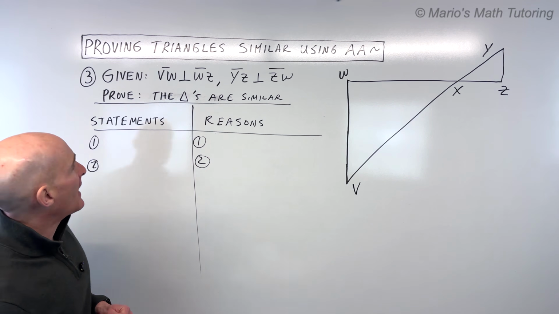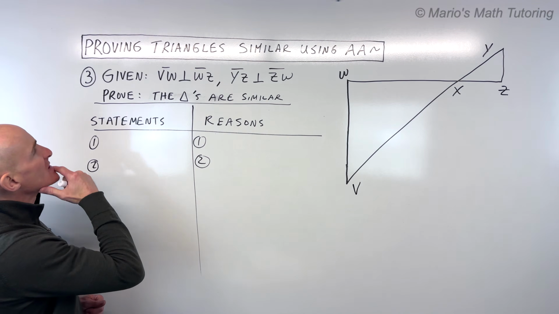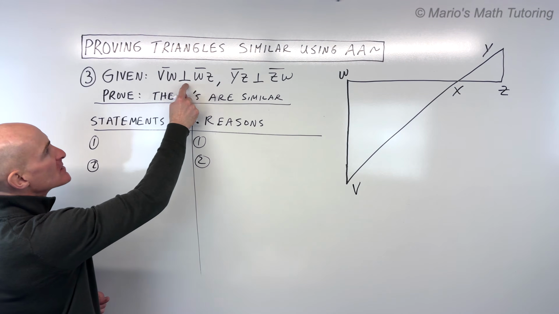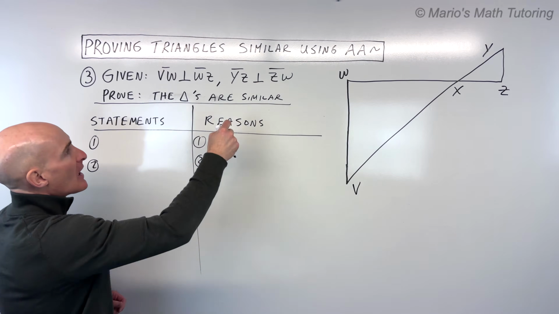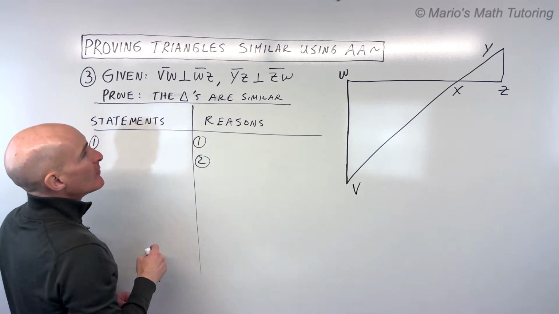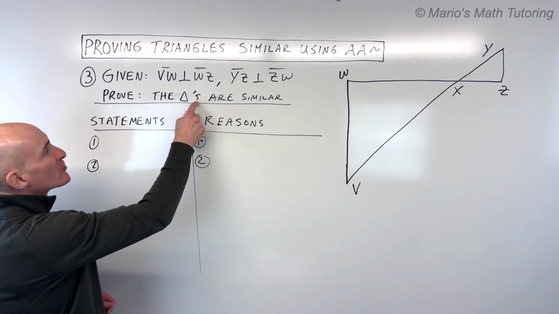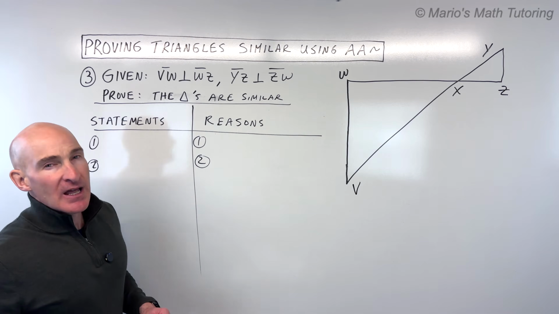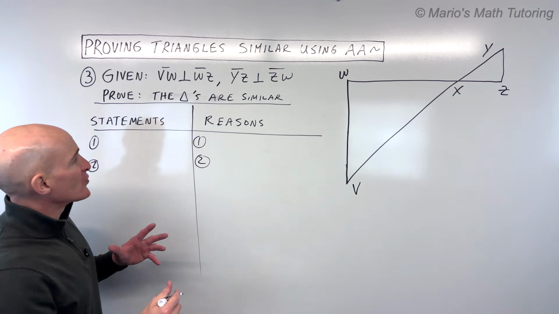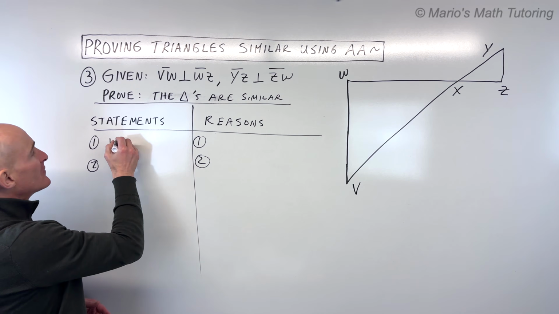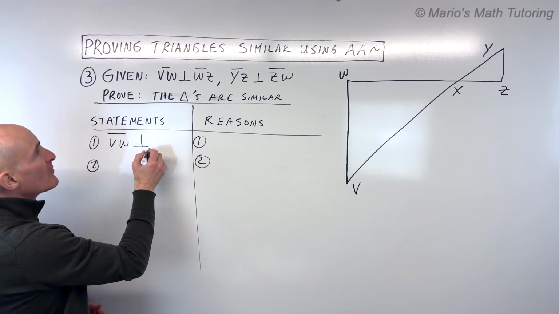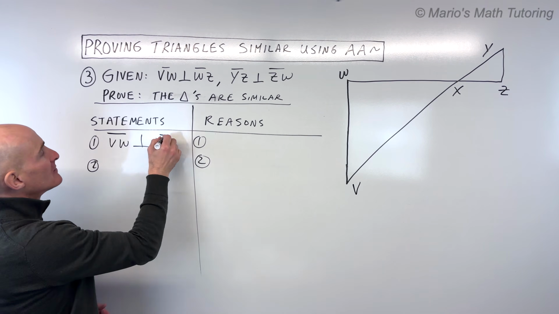So check that out. Now let's look at number 3. It says, given that VW is perpendicular to WZ and YZ is perpendicular to ZW, we want to prove that the triangles are similar. Now remember, first thing when we do these proofs, generally I like to write down the givens first, just to cover my bases and get that out of the way.